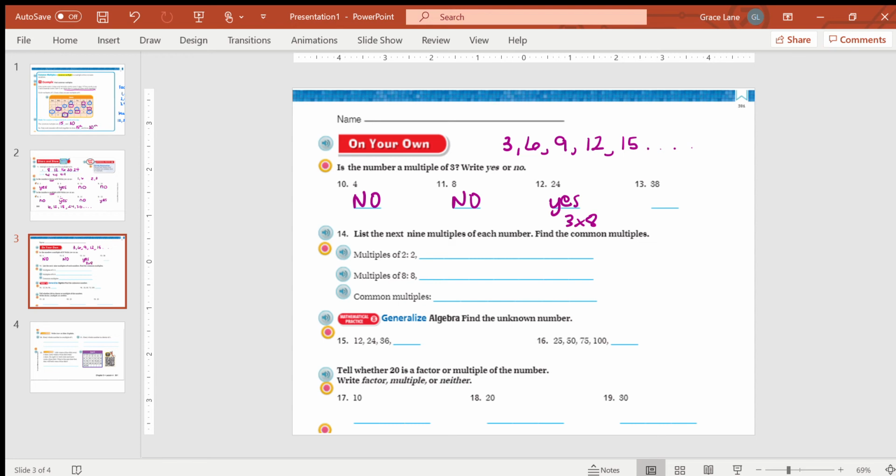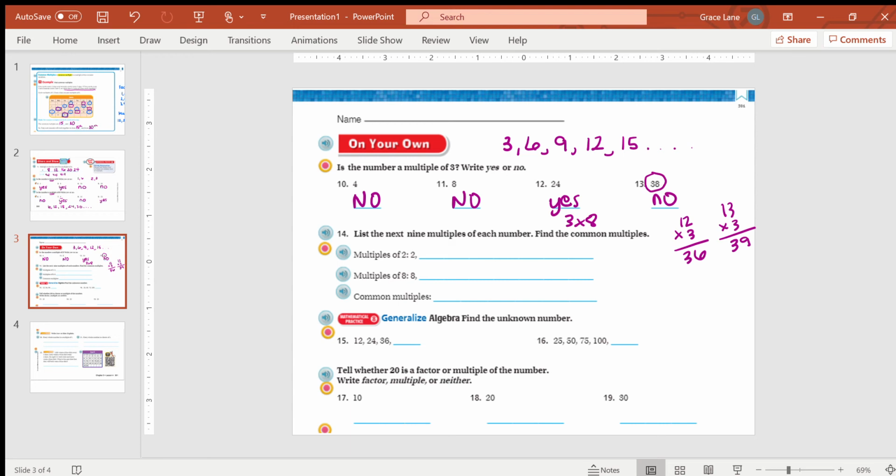And then number 13, can 3 times something equal 38? No. If you think about it, you could use your divisibility rules and see if 38 can be divided by 3. Or you might know that 12 times 3 is 36. The next one, 13 times 3, would give me 39. And so it skips right over 38. So that's no.